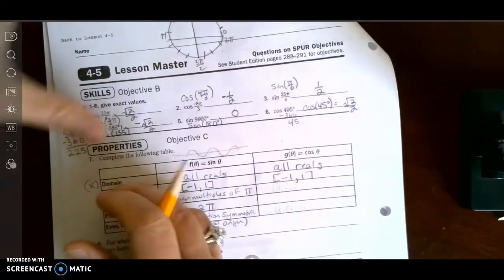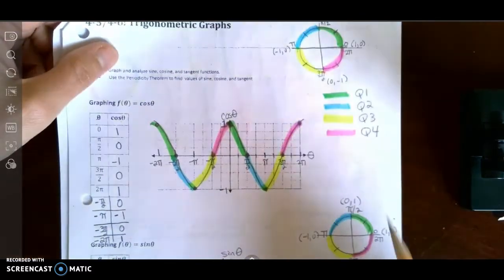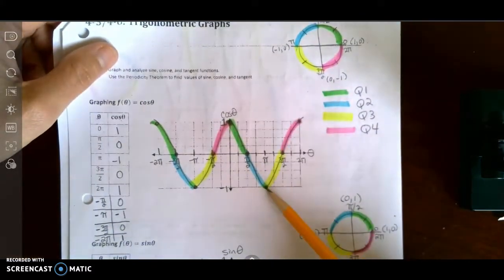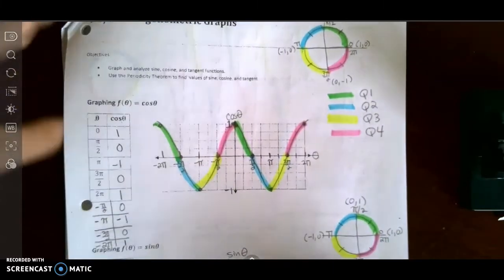It never goes above +1. I'll show you that. It never goes above +1, and it never goes below -1. It's always somewhere in between -1 and 1.